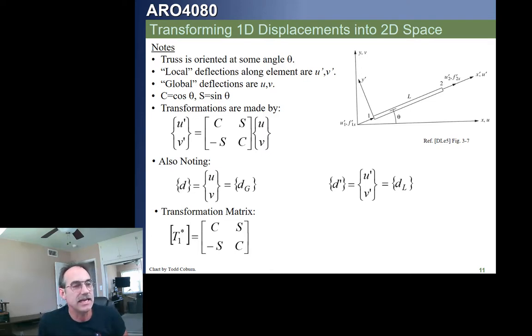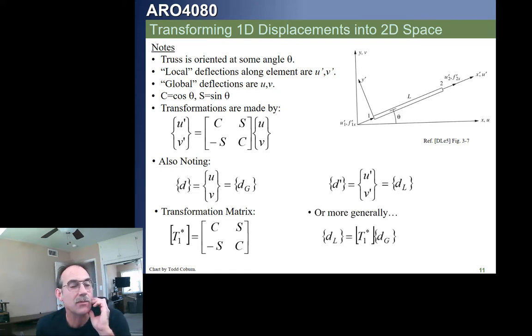Therefore, for a transformation, we're going to define a transformation matrix. We're going to call it T1 star. The reason I'm calling it T1 is because this is our transformation matrix of the one-dimensional element, and this is the T star version. We're also going to have a T version. So the matrix is just C S, minus S C, where C is the cosine of theta and S is the sine of theta, okay?